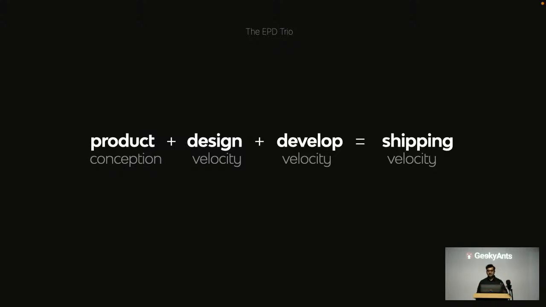So let's call it design velocity and development velocity. I'm not putting the "ment" because it doesn't look good. Form over function. The final result of that is the amount of time you take to ship to the market. So time to market, let's call it shipping velocity. And now let's see how design system adds value on these stages.